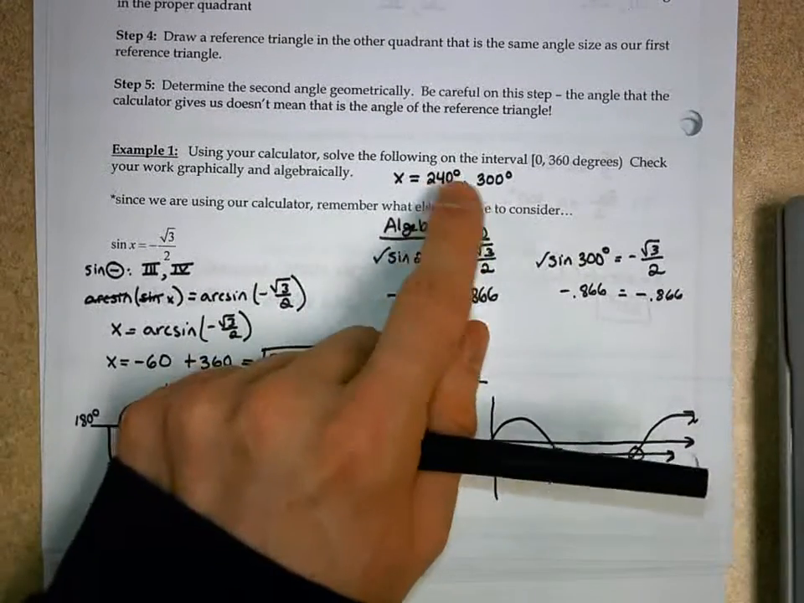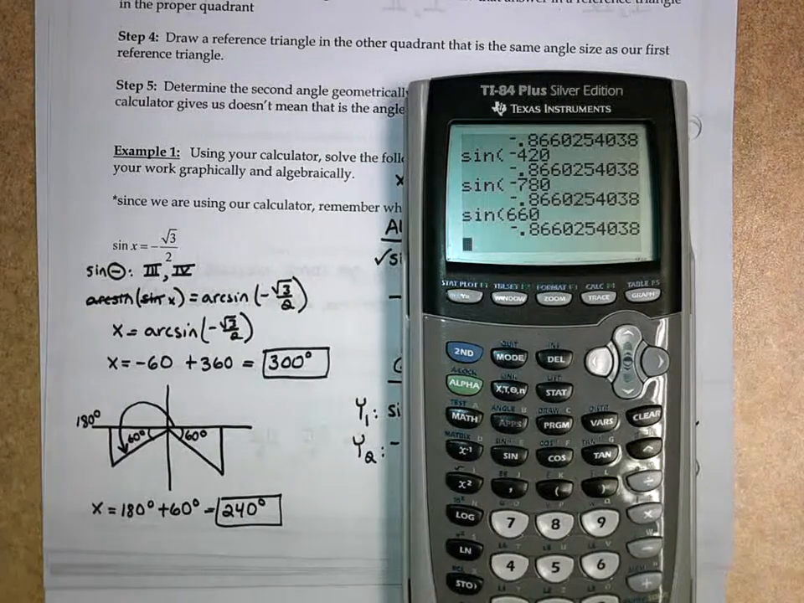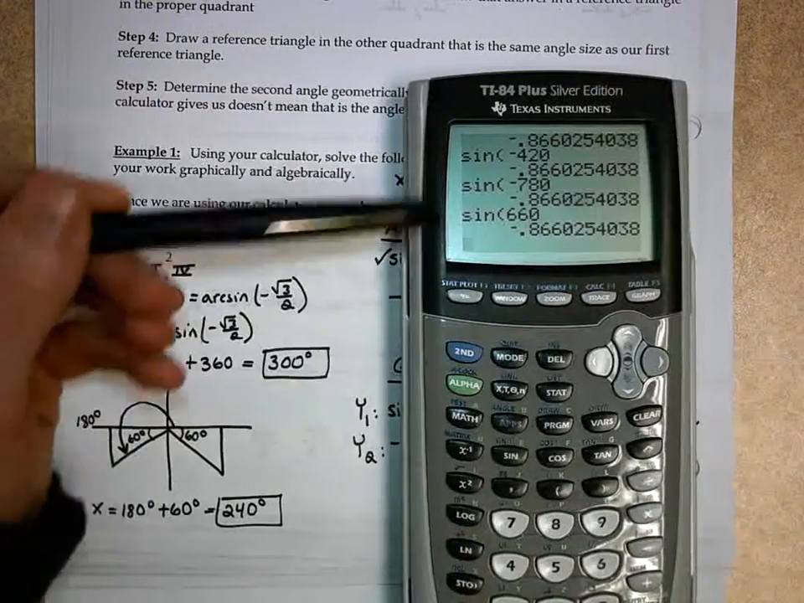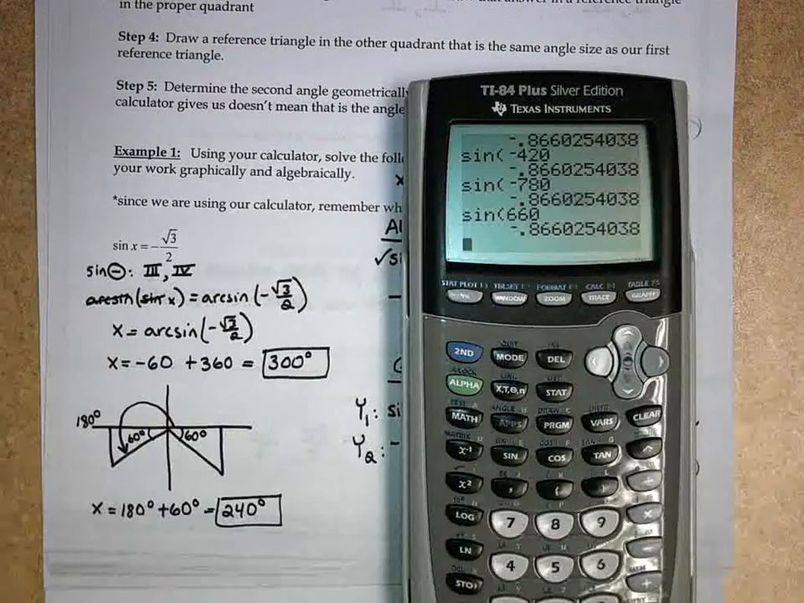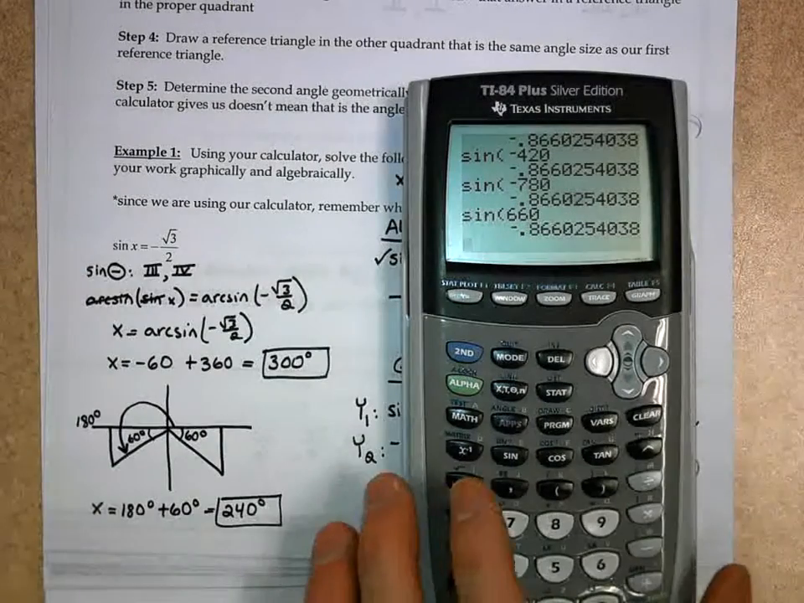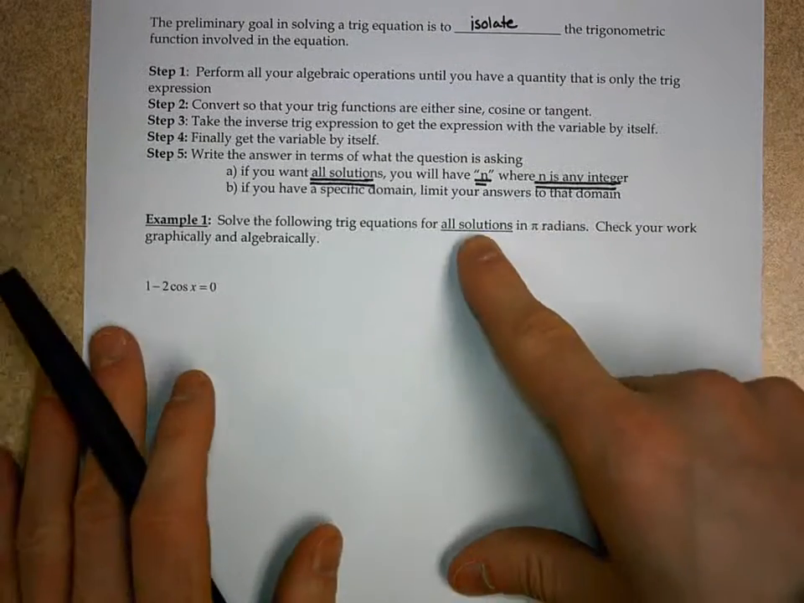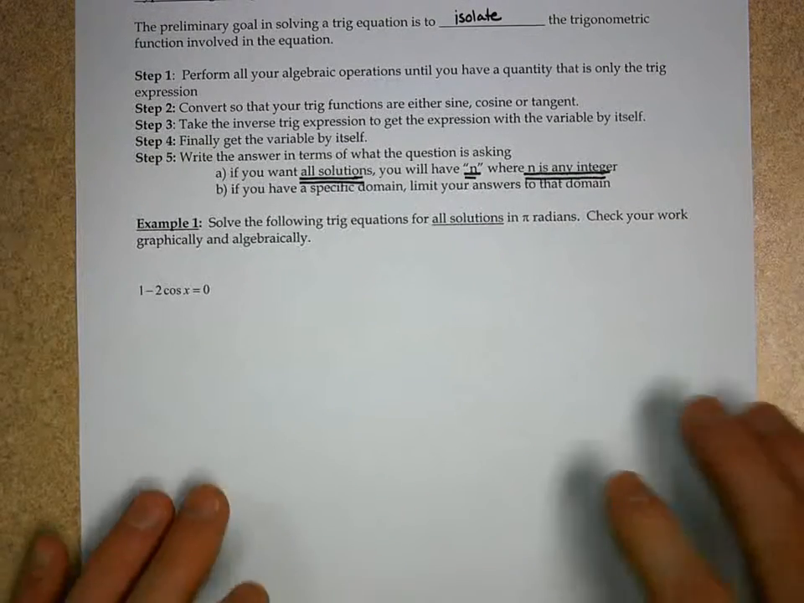So even though we only came up with 2 answers right here, you can see there are a lot more answers. In fact, there's an infinite number of answers. So we're going to come up with an equation that represents every single one of those answers. And the way we're going to represent every single one of those answers is with an n. So we're going to solve example number 1 for all solutions in pi radians. The key here is all solutions. So that's going to tell me that I'm going to have an n in this problem at some point.